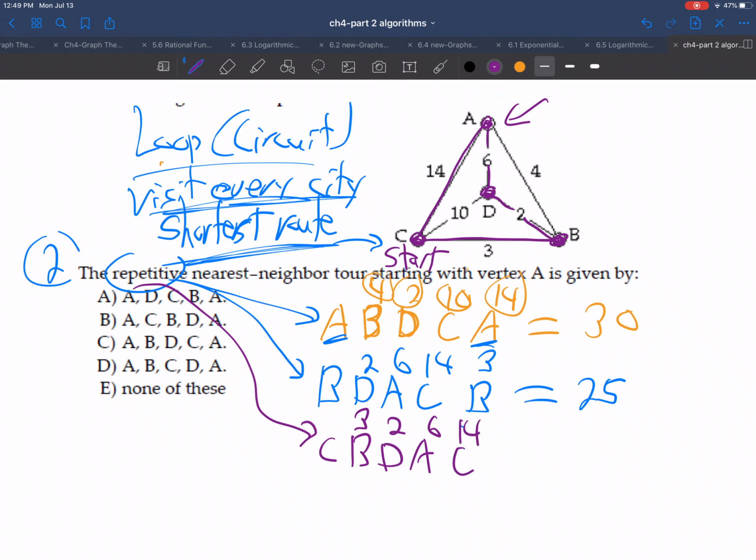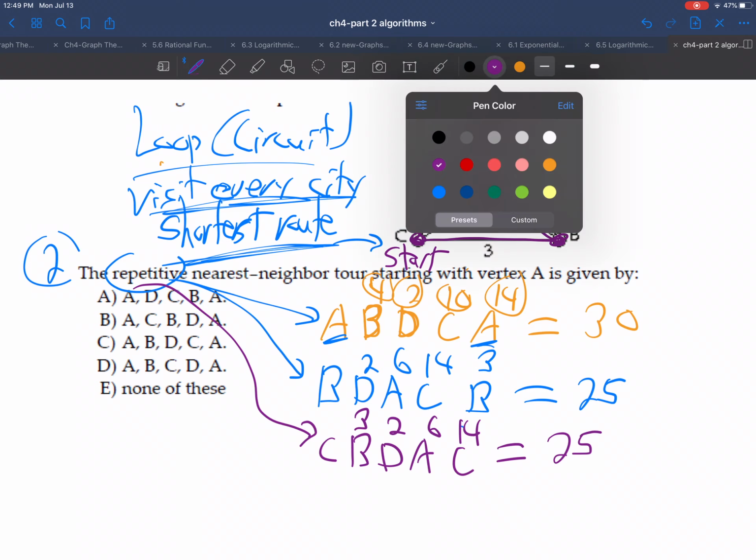So that's the big road. Unfortunately, you got to take it back. See how we start and end at the same spot? It's a loop. It's a circuit. Add those up. That's 25, I think. 25, yeah. Okay, one more.